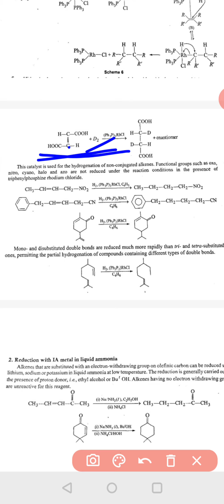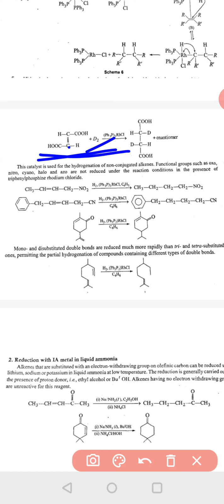If we use fumaric acid, this is fumaric acid, then we get a racemic mixture of dideuterated succinic acid. And if we use maleic acid, then we get meso dideuterated succinic acid.